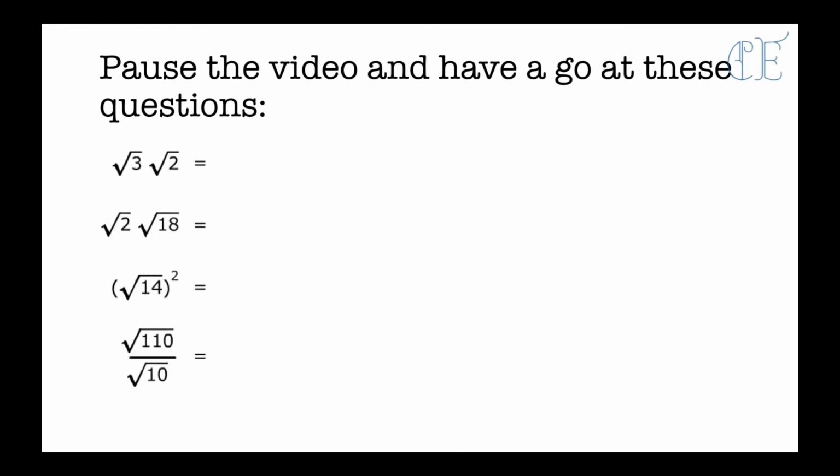Okay, if you've had a go, let's go through the answers. So the first one, square root 3 times square root 2, is actually the square root of 6. The second one, square root of 2 times the square root of 18, well, 2 times 18 is 36, and the square root of 36 is 6. The square root of 14 squared will just leave you with 14, because that's where you have just what you started with. And 110 over 10 is 11, so the answer would be the square root of 11. Well done if you got all of those correct.